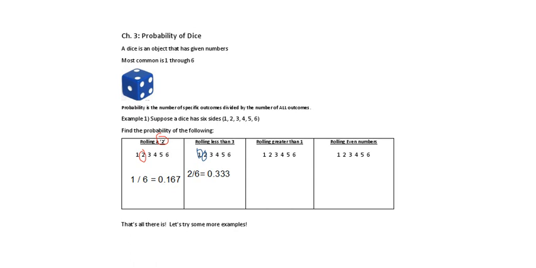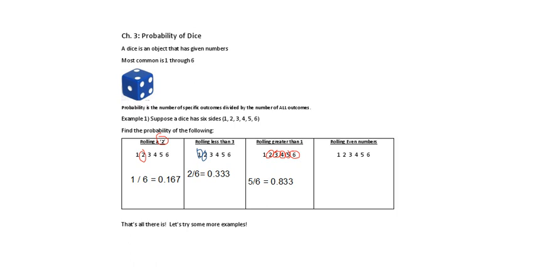The next question is rolling numbers greater than 1. Well, bigger than 1, that would be 2, 3, 4, 5, and 6. Notice that this time I circled 5 numbers. So what I'd like to do is 5 divide 6, and that's equal to 0.833.